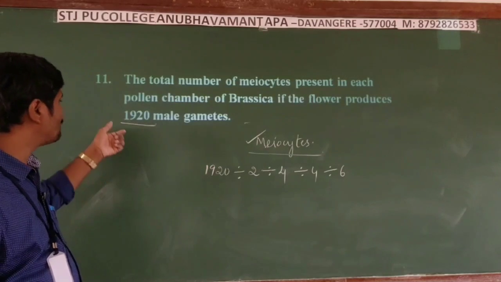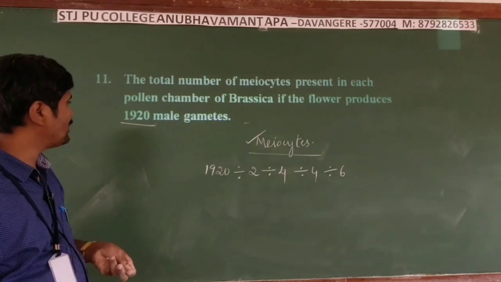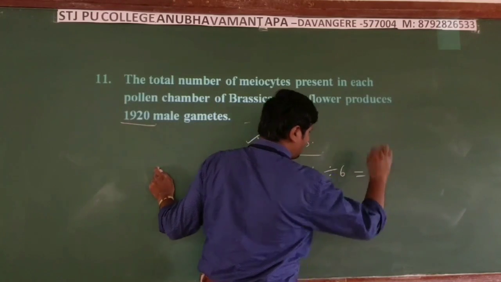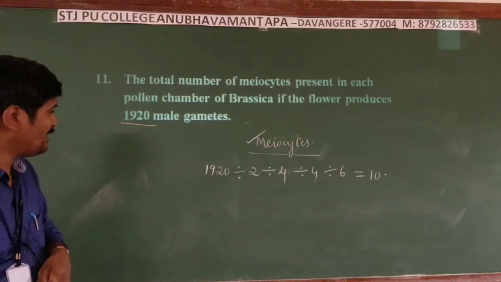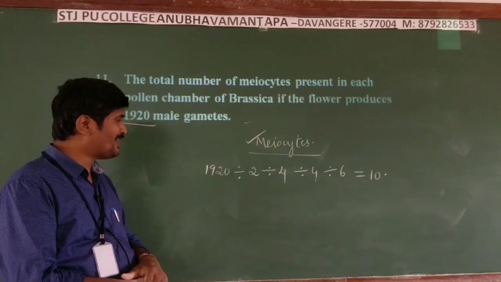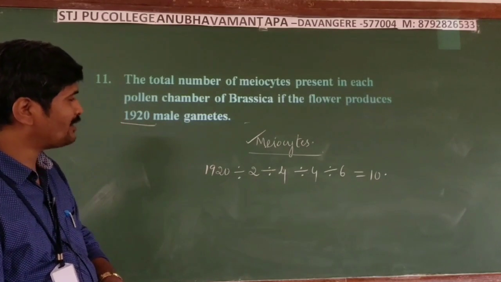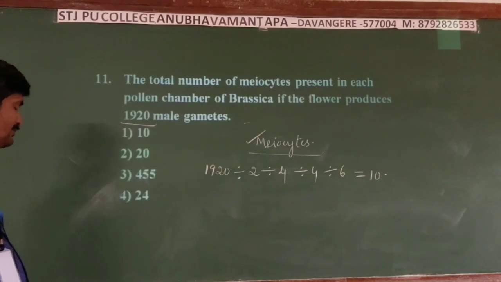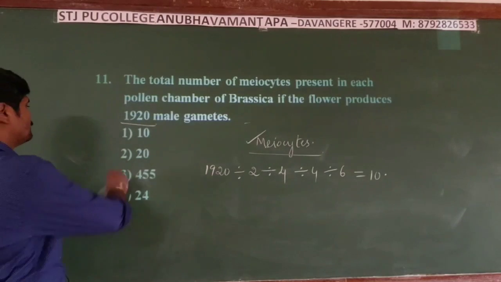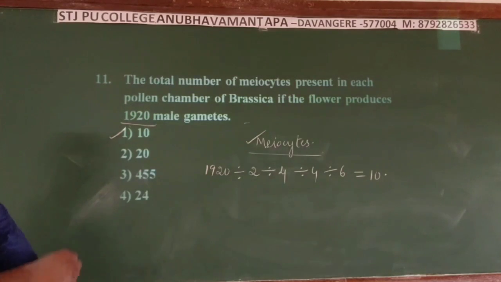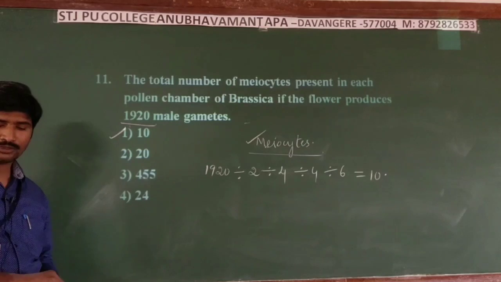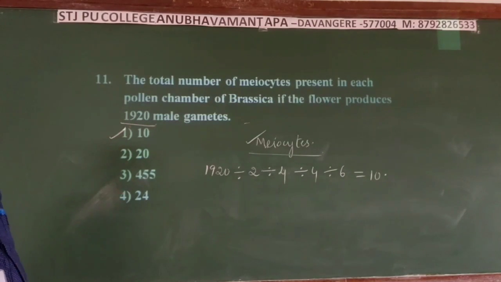If the flower produces 1920 male gametes, this total is equal to 1920 divided by 2 divided by 4 divided by 4 divided by 6. That value is finally 10. See here, first option 10, second option 20, third option 455, and fourth one 24. Which option is correct? 10.